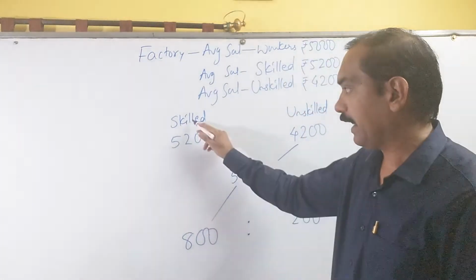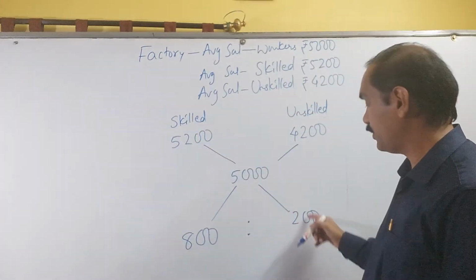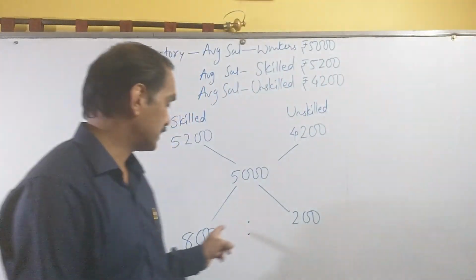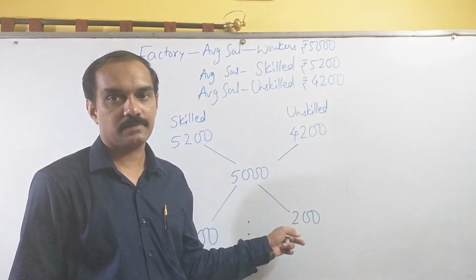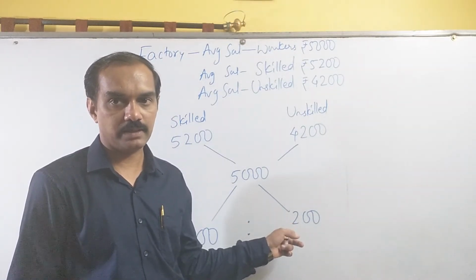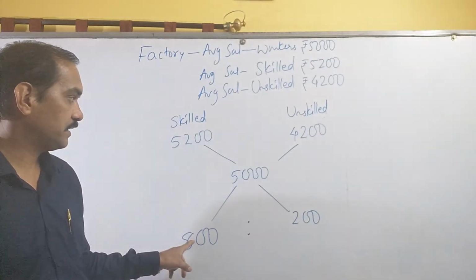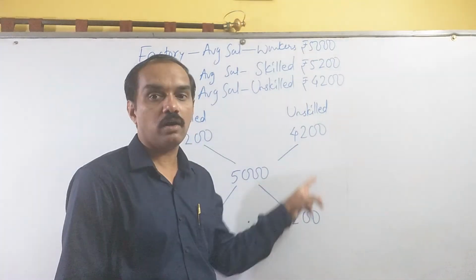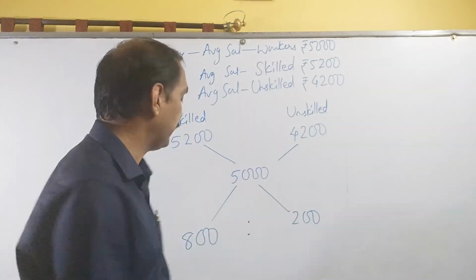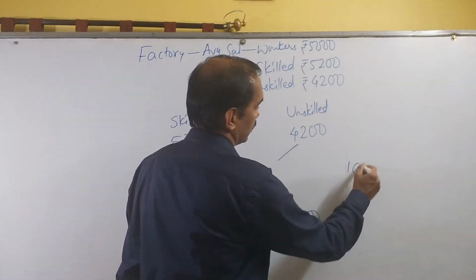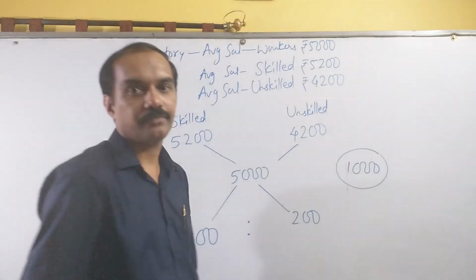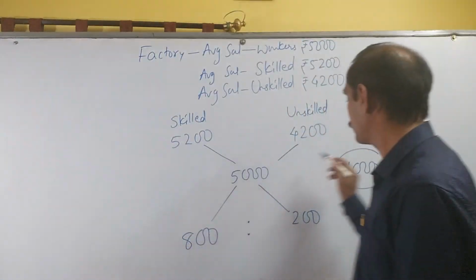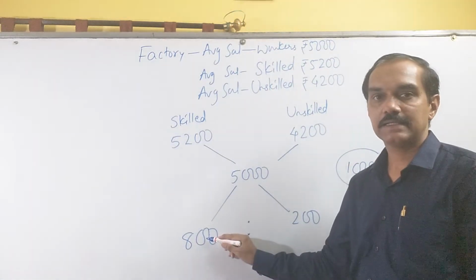So if there are 800 skilled workers, there will surely be 200 unskilled workers. That is the actual meaning of ratios. One always acts as the independent variable and the rest depend on it. Meaning 800 skilled, 200 unskilled. Total, how many workers are there? Friends, 1,000 workers, right? Out of these 1,000 workers, 800 are skilled.